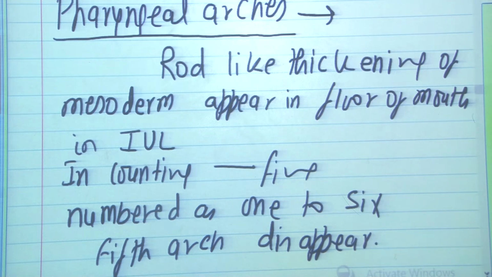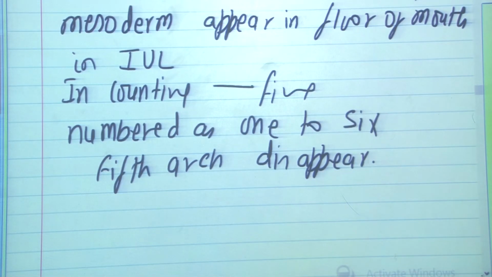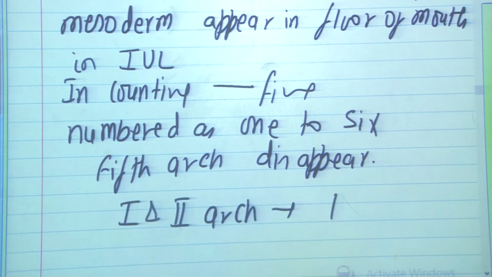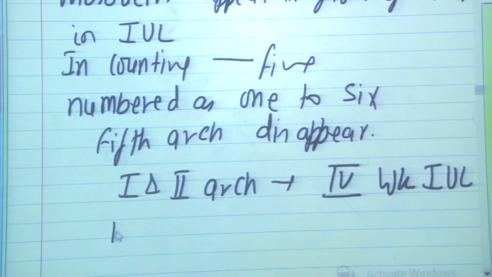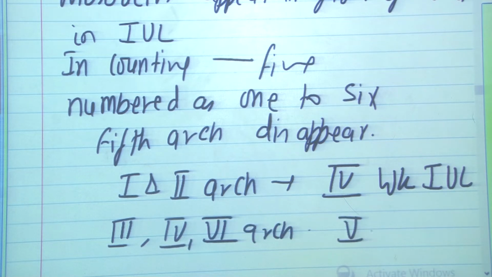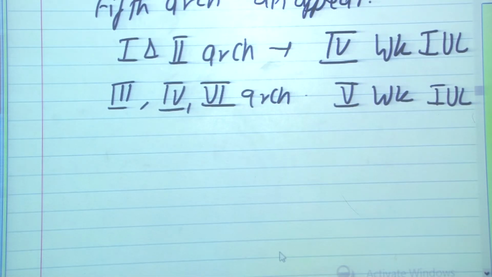First and second arch appears in the 4th week of intrauterine life. First and second pharyngeal arch, it appears in the 4th week of intrauterine life. Third, 4th and 6th arch, it appears in the 5th week of intrauterine life. Now understand what structure develops from which pharyngeal arch and how these pharyngeal arches are formed.